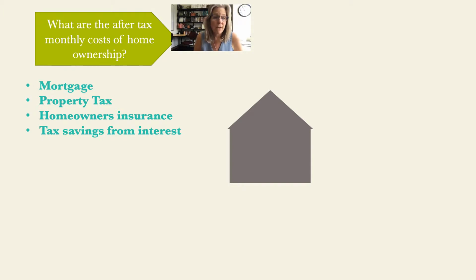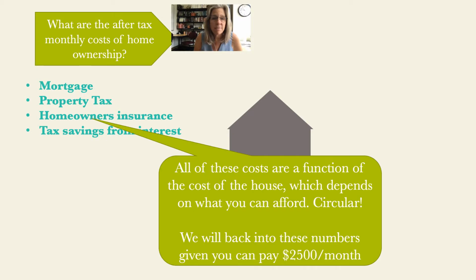And then property tax. So when you own a home, you actually have to pay an extra tax that's called property tax. Homeowners insurance, which you don't necessarily have when you rent. You might have renter's insurance, but it's a little bit more expensive to have homeowner's insurance. But then there's also the tax saving from interest. So the interest you pay on the loan for your mortgage is tax deductible. So that means your taxable income is actually going to be lower, and therefore your taxes are going to be lower. So we want to understand what that is.